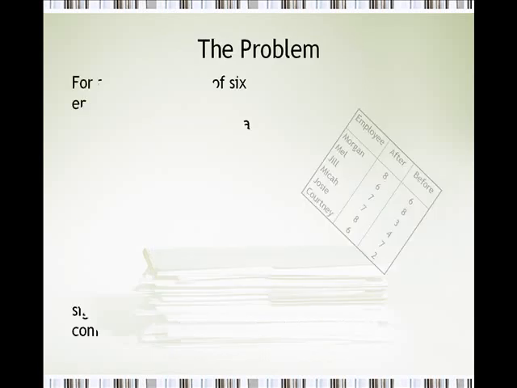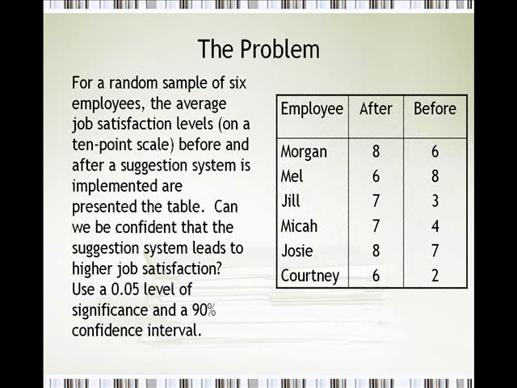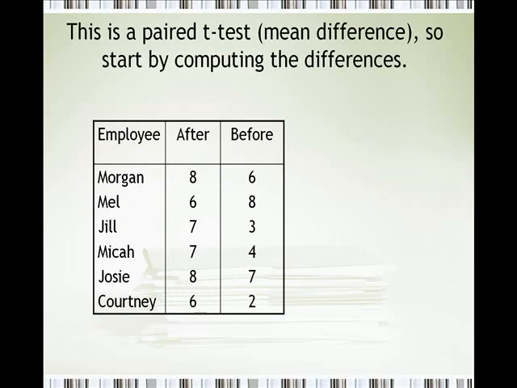Now for the problem. What we have here is a random sample of 6 employees, and we have after and before scores, which are job satisfaction levels measured on a 10-point scale. And what we want to know is, can we be confident that the suggestion system leads to higher job satisfaction? We use a paired t-test because we have one population, so we have a sample drawn from that population. For example, we have an after and a before score.